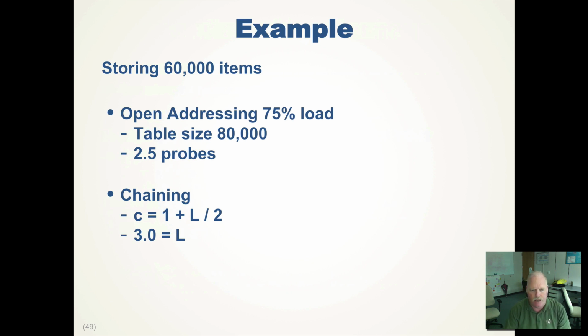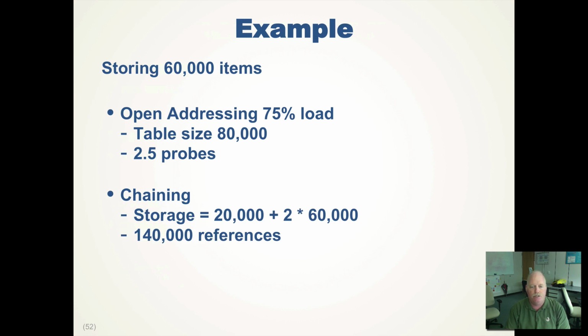So now we want to calculate how big the table needs to be. We divide the number of entries, 60,000, by the load factor 3, so the table size needs to be 20,000 entries, which is a fourth the size of our open address table, which would give us the same number of probes to get to our items. So we saved a lot of space there.